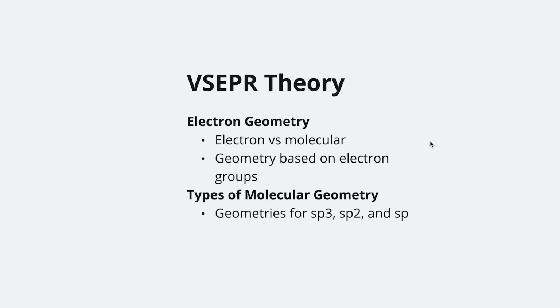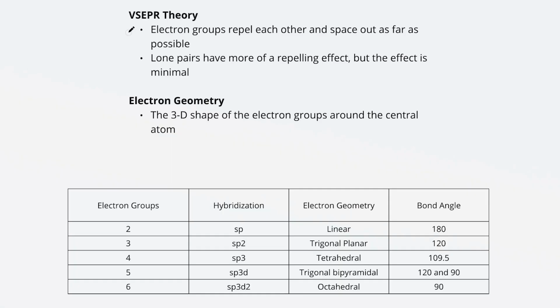In this video, we'll cover VSEPR theory, which goes over electron geometry and then molecular geometry. Before going over this video, make sure you're good on what electron groups are, which was covered in the hybridization video. Electron groups, remember, are the lone pairs and atoms around a central atom. What VSEPR theory says is that the electron groups, so those atoms and lone pairs, will repel each other and then space out as far as possible.